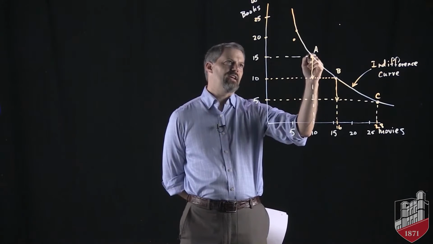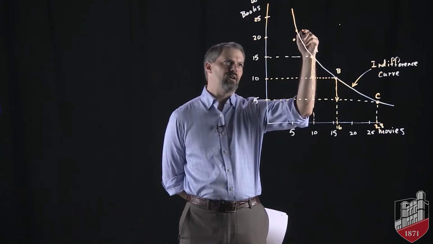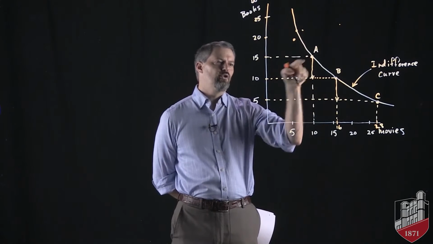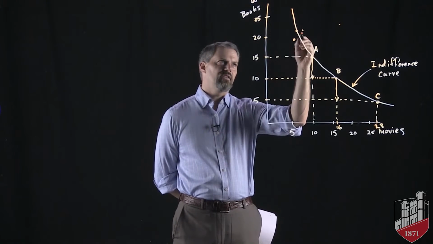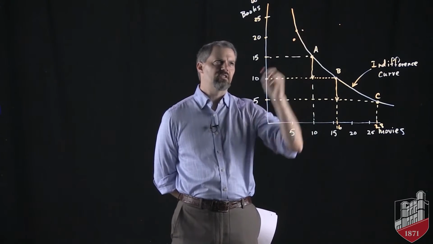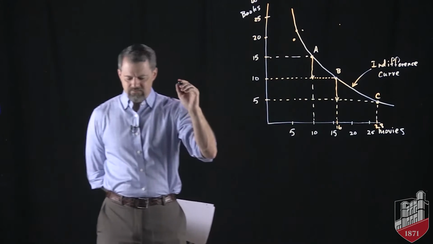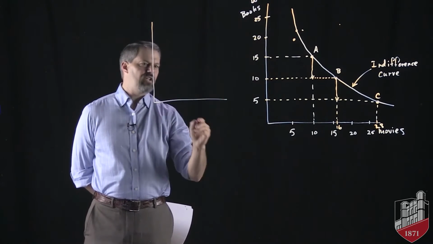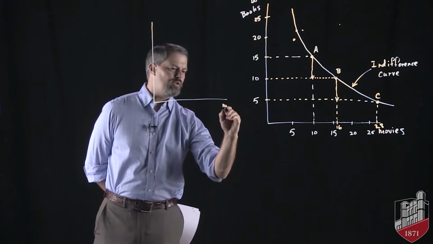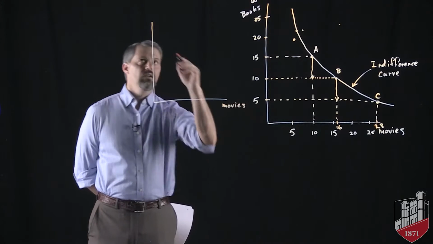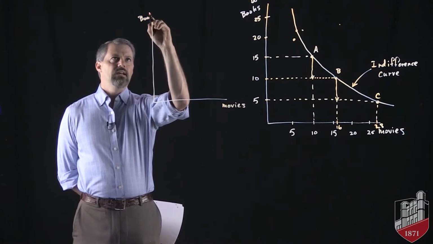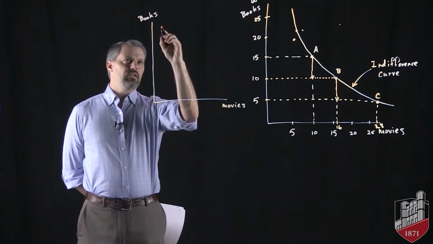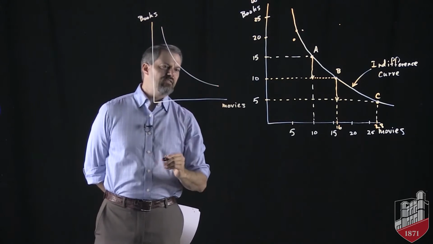We can also say that the consumer would prefer this bundle to bundle A because that bundle is to the northeast of our indifference curve. So now that we've got the idea of an indifference curve, we can ignore all of these numbers. Let's just put, say, movies here and books, and talk about the general idea of an indifference curve.